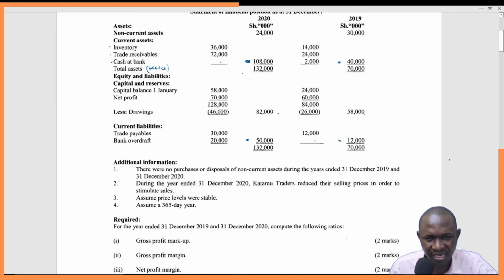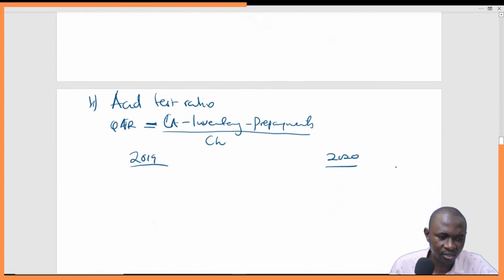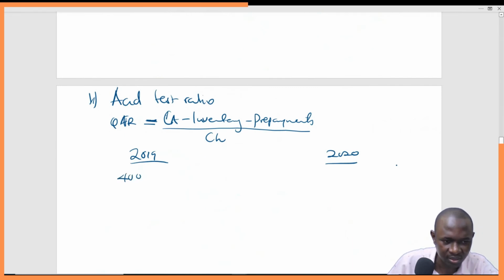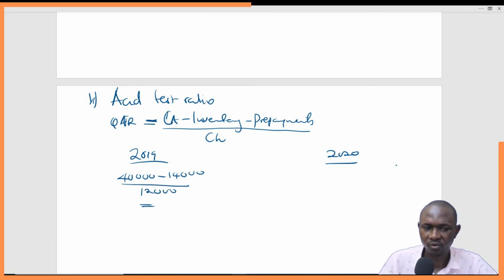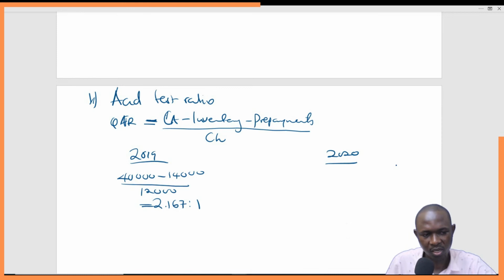This is 2020. Let's start with 2019. So 2019 could be 40, which is the current assets, minus 14, the inventory, over current liabilities, which will still remain at the same figure. So 40,000 minus 14,000 over 12,000. 40 minus 14 over 12 is 2.167. That is 2.167 to 1.